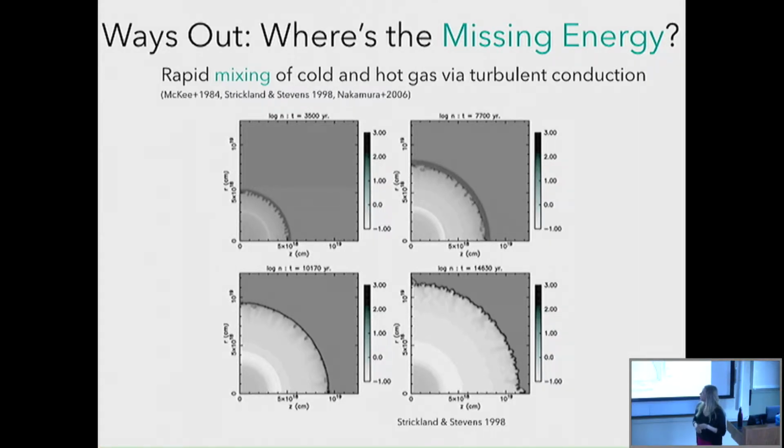A signature of that would be an excess of O6 emission around H2 regions. And that has actually been seen, or it's hinted that it has been seen, at the Carina Nebula. They saw an excess of O6 emission with FUSE several years ago in the direction of Carina.